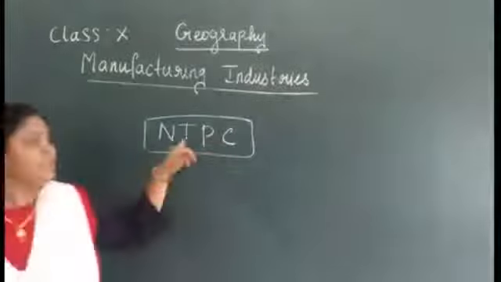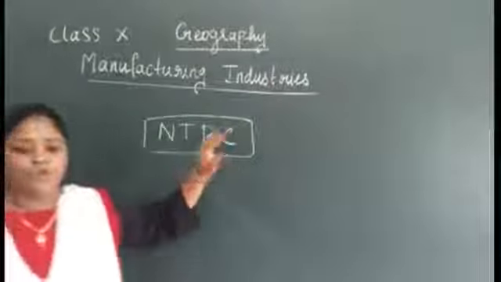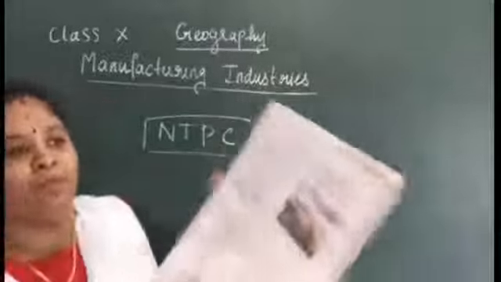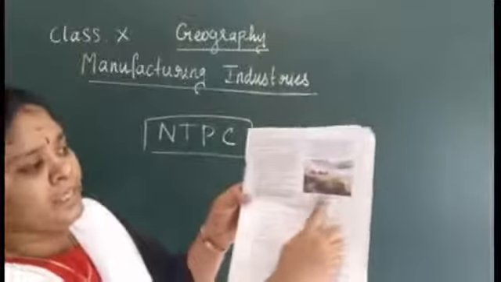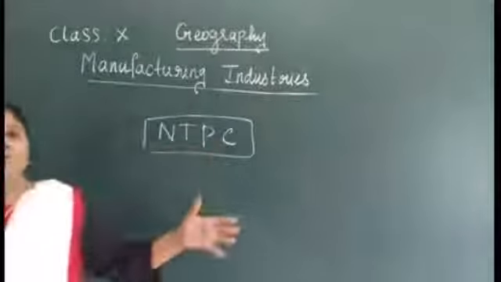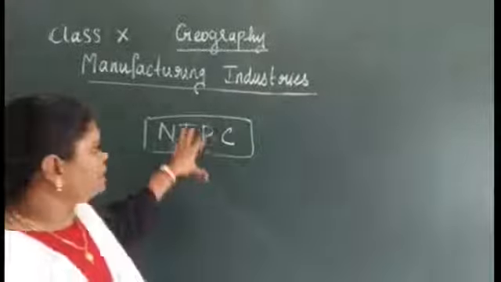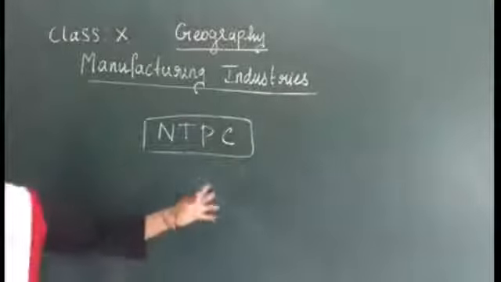This is a thermal plant which is located in Ramagundam, where you can see an example given in your book. This is the area where the Ramagundam plant is located. This is one of the NTPC plants located in India. So what is the work of this NTPC? What are they going to do?